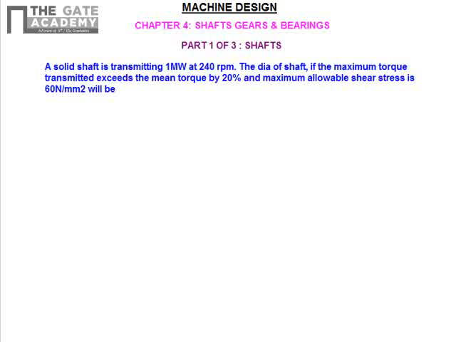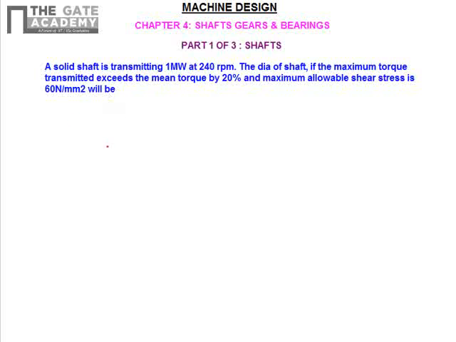So we'll see another problem here. A solid shaft is transmitting 1 megawatt power at 240 rpm. The diameter of the shaft, if the maximum torque transmitted exceeds the mean torque by 20% and maximum allowable shear stress is 60 Newton per mm square, will be.